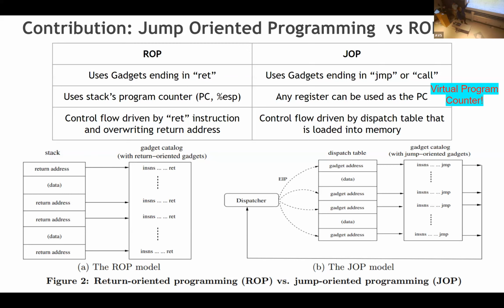Finally, probably the most critical difference between the two is that control flow for return-oriented programming is driven by the return instruction and overriding the return address that you're going to go to. Whereas for jump-oriented programming, control flow is driven by this dispatch table right here, which is loaded into memory. Darian talked about this being one of the assumptions of our threat model.